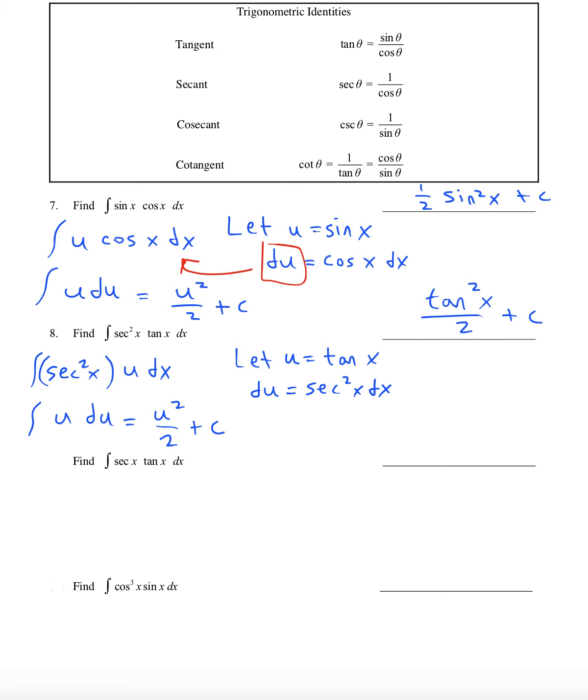Next one's a little tougher. We don't really see a function and its derivative exactly in the problem. So now it may be helpful to use some identities, such as the ones above here, to rewrite the integrand. Well, secant of x could be rewritten as 1 over cosine of x. And tan of x is also known as sine x over cos x.